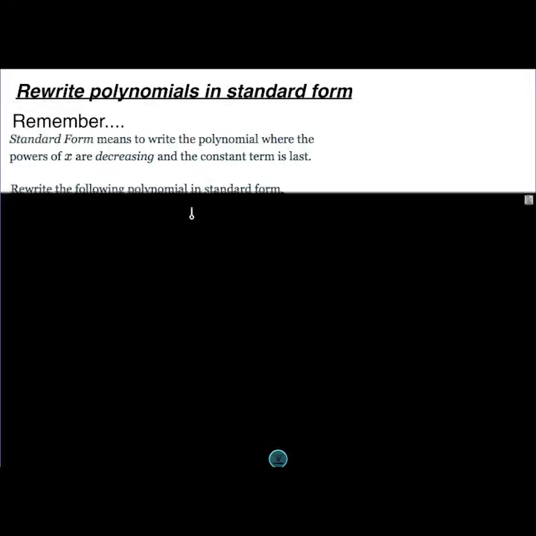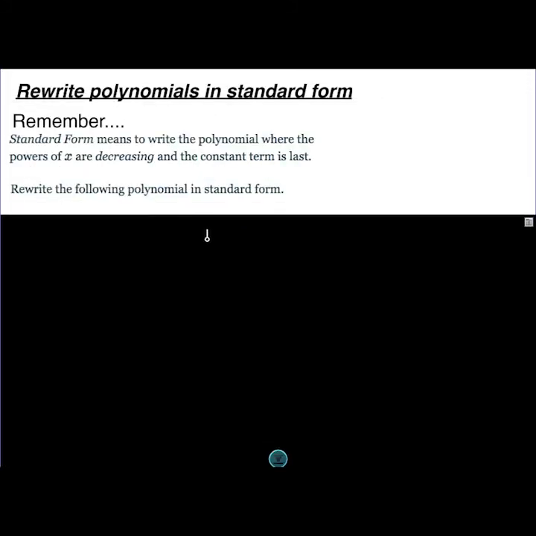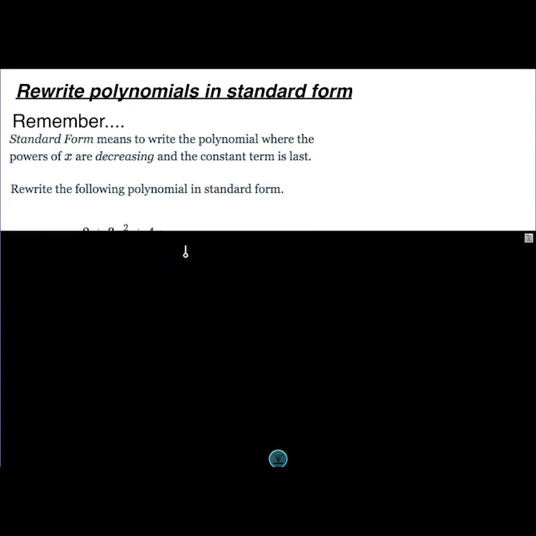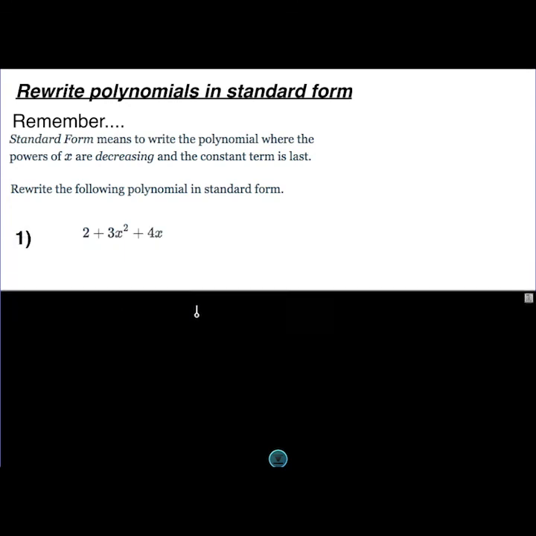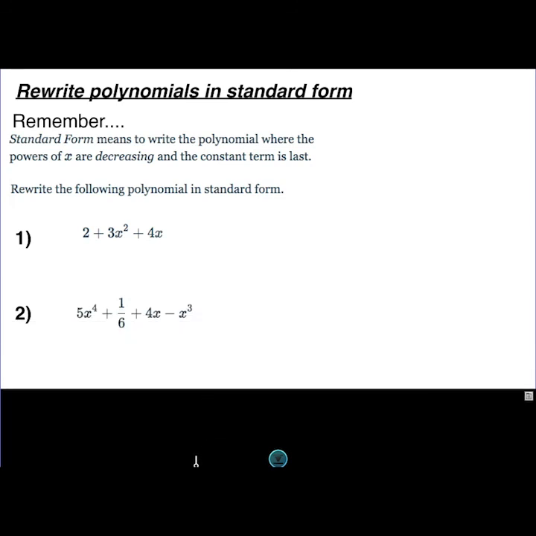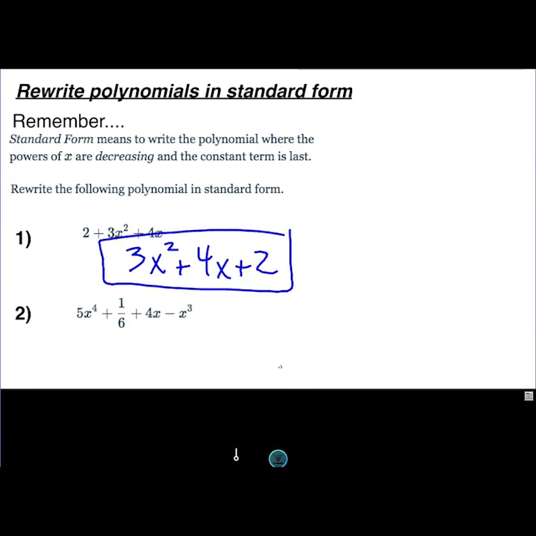Last but not least, we're going to talk about standard form. So standard form means write the polynomial where the powers of x are decreasing and the constant term is the last one. And we talked about it earlier, so it's just some more practice. So we take a look at these, start with highest, and then in decreasing order, done. Box it in if you're done, heart it if you love it. Let's try one more here.